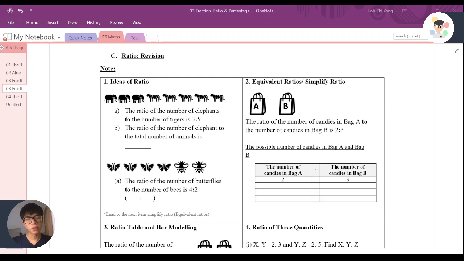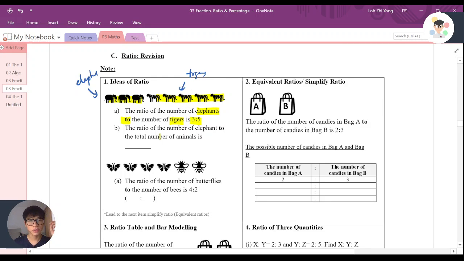Okay, now this is a basic and simple thing that you must know, and let's look at the first one. Ideas of ratio. For example, look at here. We can see that we have elephants here, and we have all the tigers here. And the first A here mentioned that the ratio of the number of elephants to the number of tigers is 3:5. As you can see, here we have 3, here we have 5. That's why the ratio is 3:5.